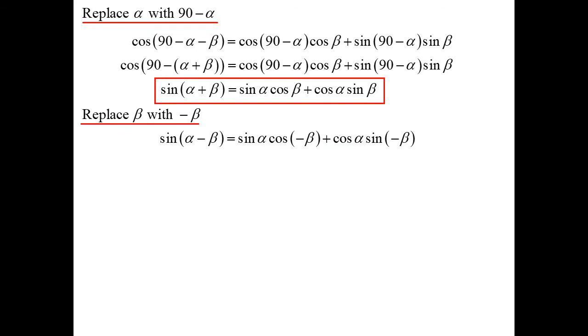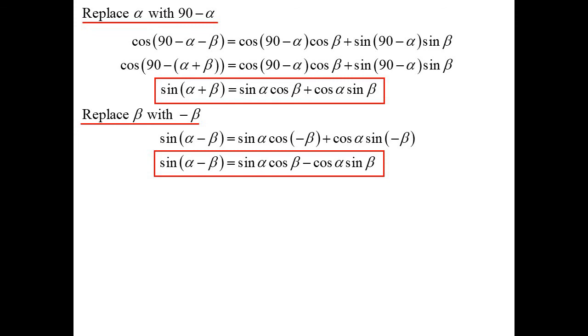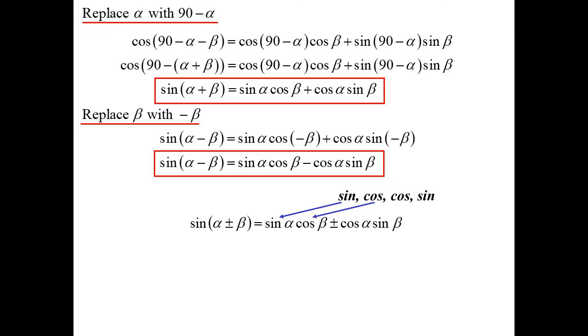I'm now going to replace beta with minus beta in that one. And again, I will use odd and even functions to tidy up and get this formula. Now have a look. They're very similar formulas. But this time, the sign on the right-hand side is the same as the sign on the left-hand side. So how do we remember this one? Sine, cos, cos, sine.